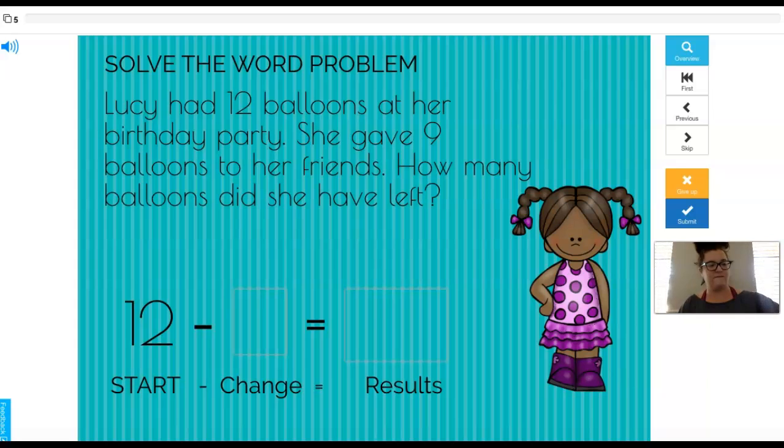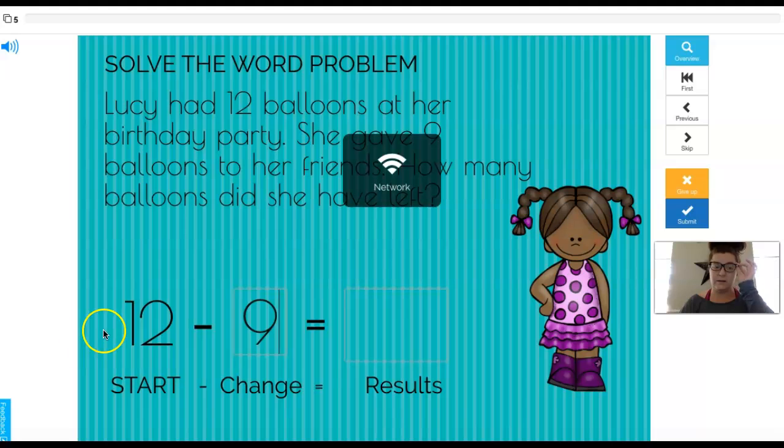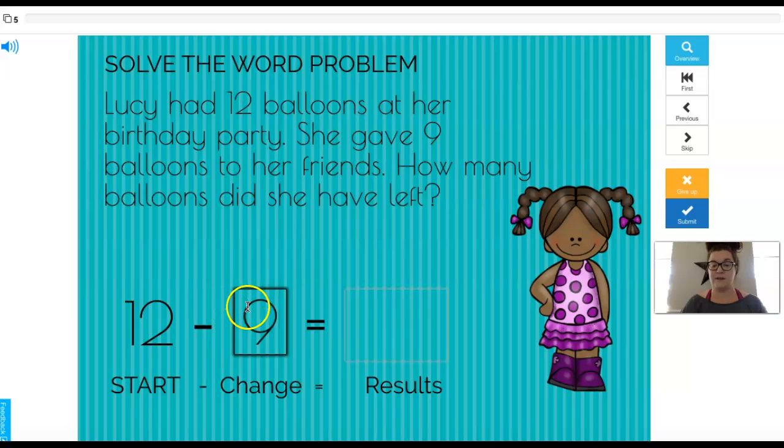Now let's fill out the form on our boom card. So it started with 12. Then what was the change? 9. And when we counted backwards, starting with our first number and counting backwards, we counted backwards. So 12, 11, 10, 9, 8, 7, 6, 5, 4, 3. And what was the last number I said? 3. So let's check.